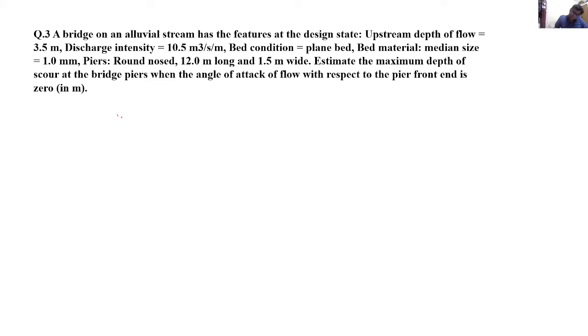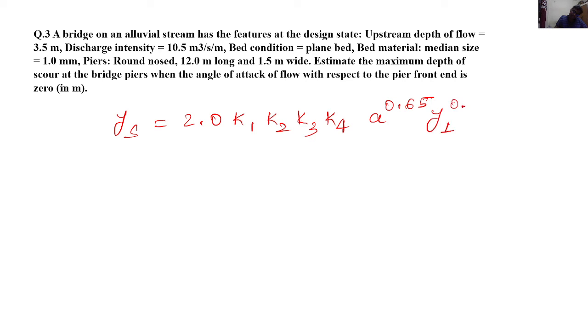Okay, so for this, the scour depth formulation is empirical. The formulation happens to be like this: Ys equals 2 K1 K2 K3 K4 a to the power 0.65, y1 to the power 0.35, Froude number Fr1 to the power 0.43. Now K1, K2, K3 and K4 are the correction factors. A is the width of the river, y is the depth of the flow, and Fr happens to be the Froude number.